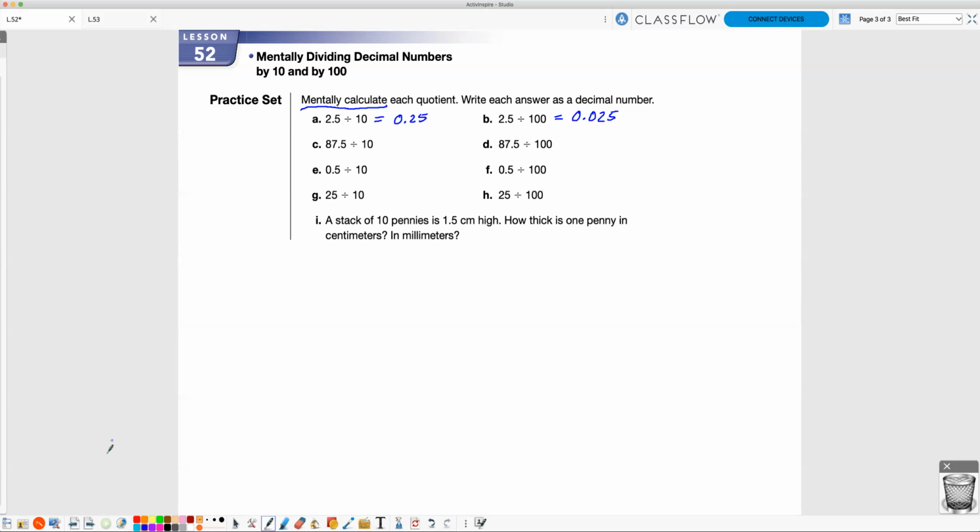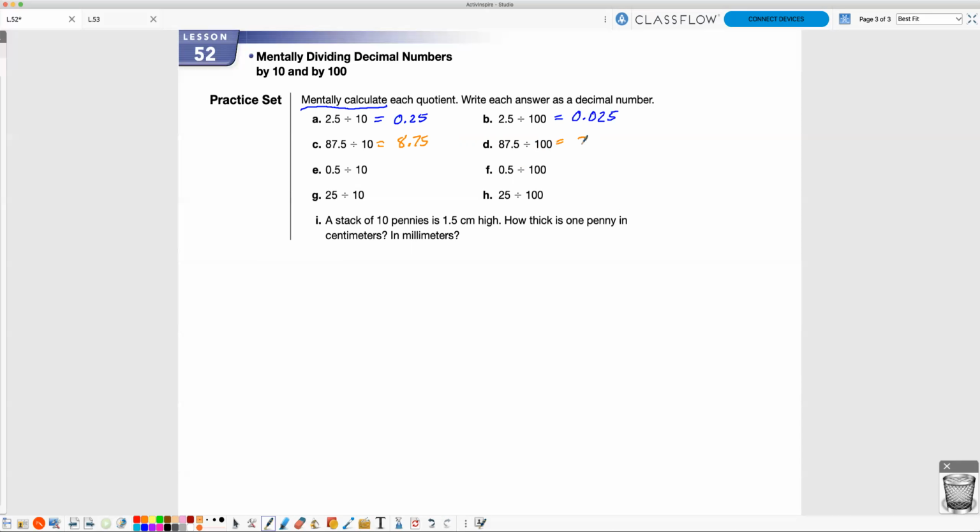Letter C, 87 and 5/10 divided by 10. In this case, you should have 8 and 75 hundredths, because if you start in between the 7 and the 5 and you move one place to the left, the decimal goes right there. How about 87 and 5/10 divided by 100?